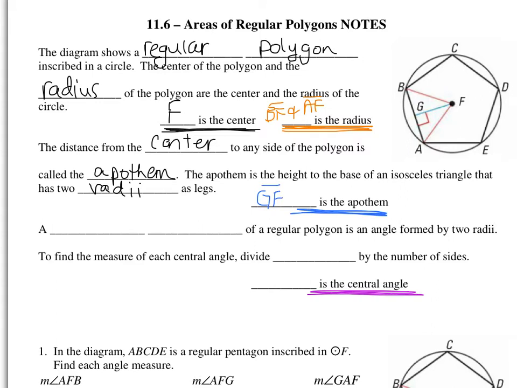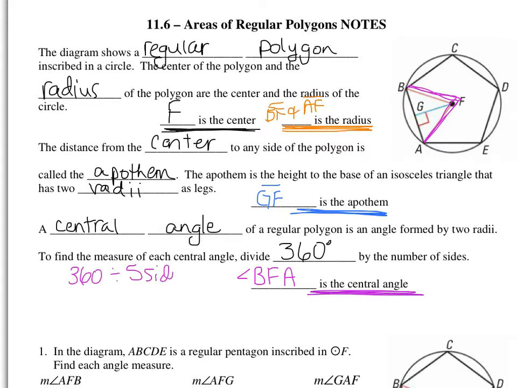All right, the central angle of a regular polygon is an angle formed by 2 radii, that's our parts in red right here. To find the measure of each central angle, we take 360 degrees, all the way around the circle, and divide it by the number of sides. In our picture, angle BFA is our central angle. To find its degrees, we take 360 and divide it by the 5 sides, and that gives us 72 degrees for that one angle.